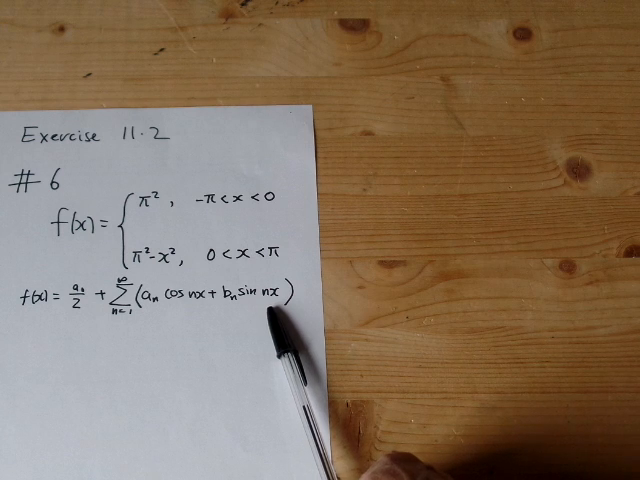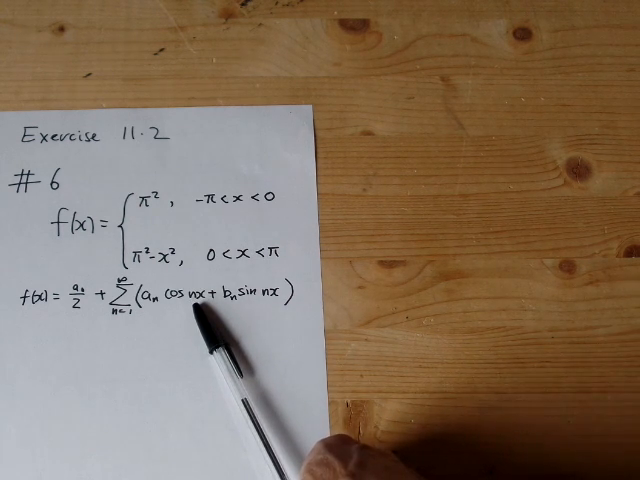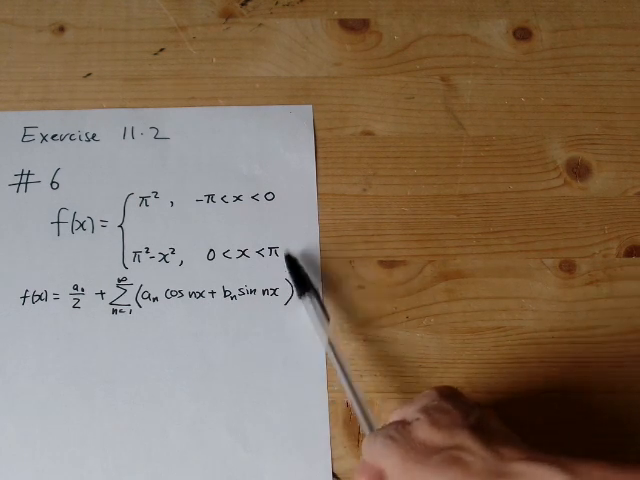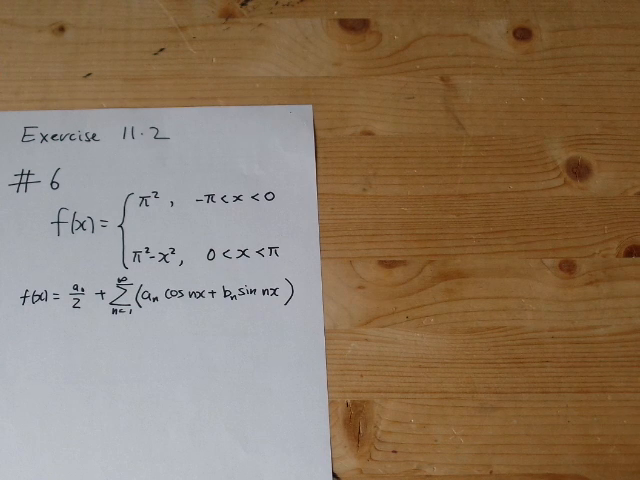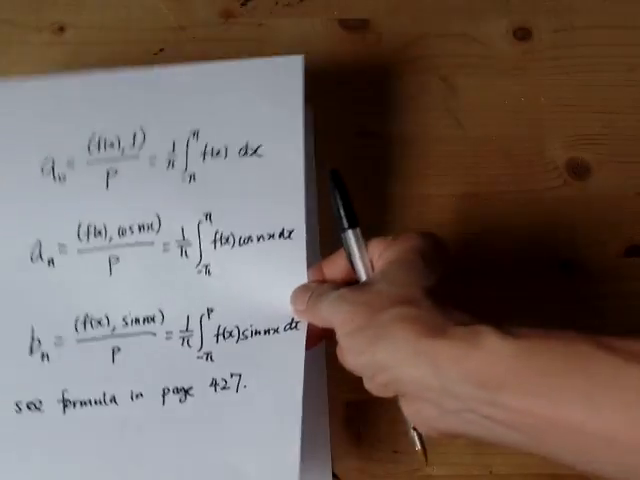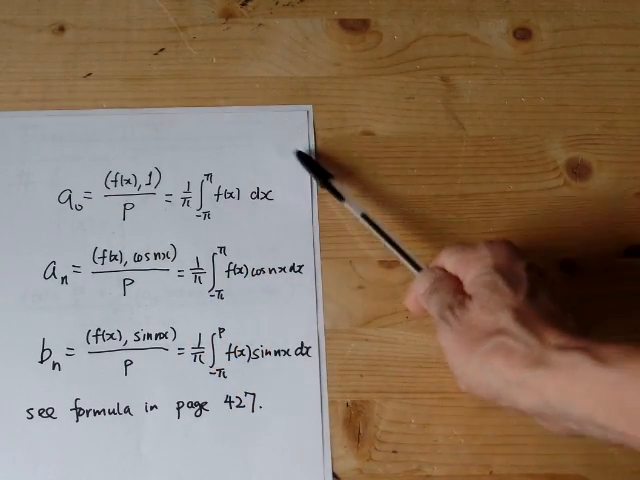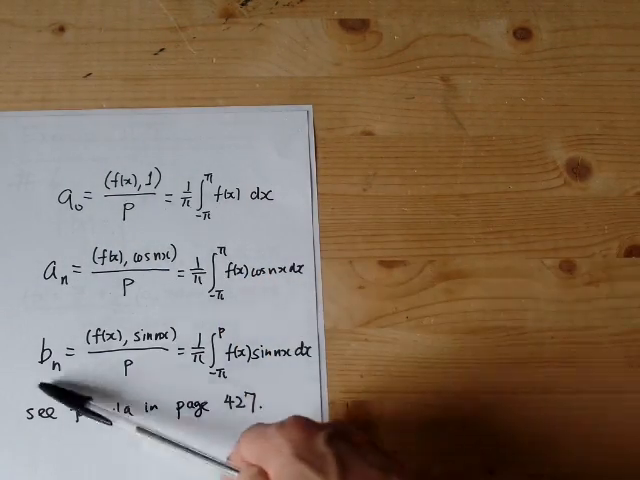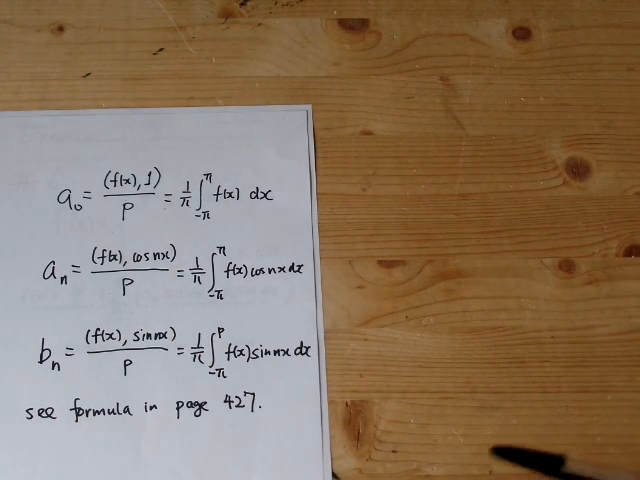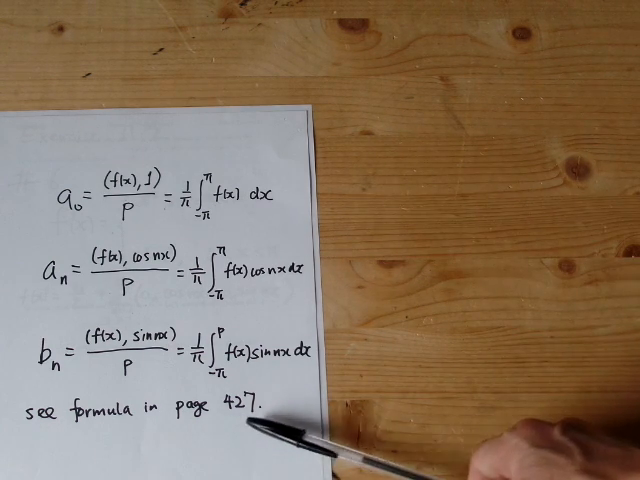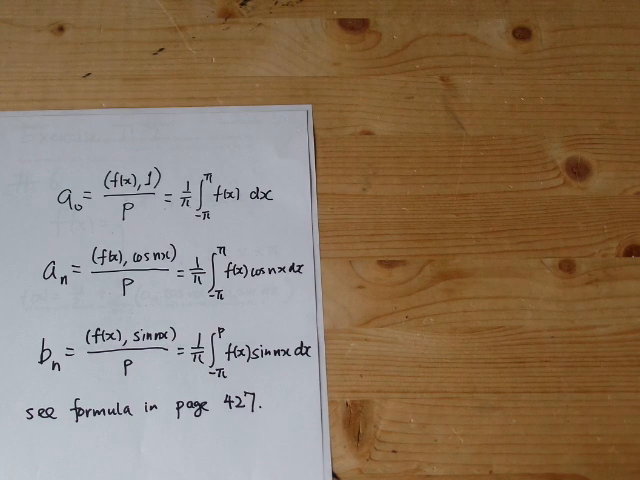plus bn sine nx. Notice that nx is actually n pi over p times x. But since p is equal to pi, it reduces to just nx. The formulas for an and bn are given as such. That's the formula. A0 is going to be this formula. An is going to be this formula. Bn is going to be this formula. If you are doubtful about what I wrote, they're actually the simplified form of the formula in page 426.